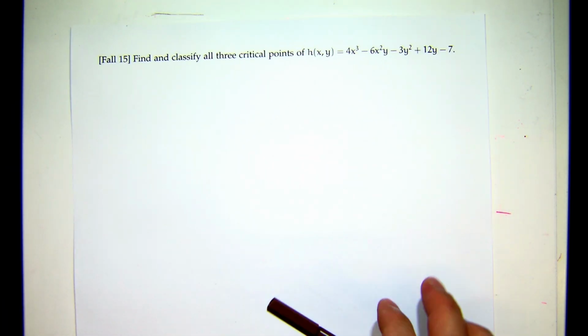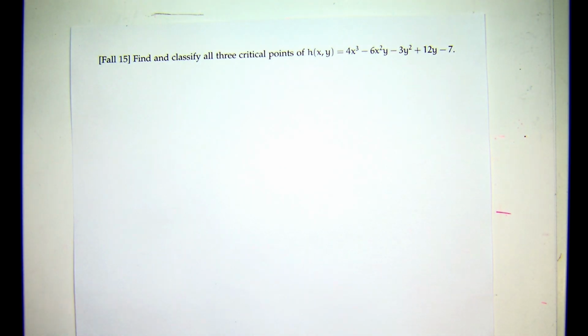Let's do another one. Oh, I love this one. I love this one. Not this particular problem, but find and classify. I love these kinds. Yes?